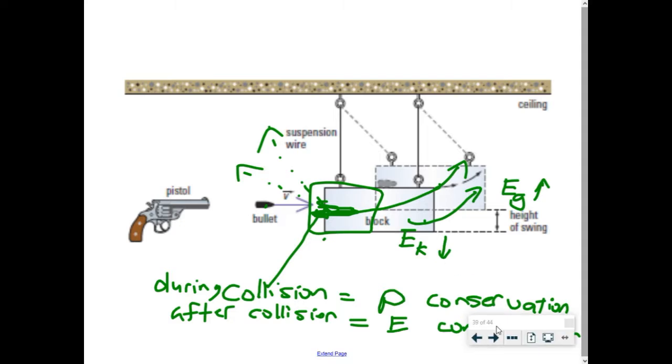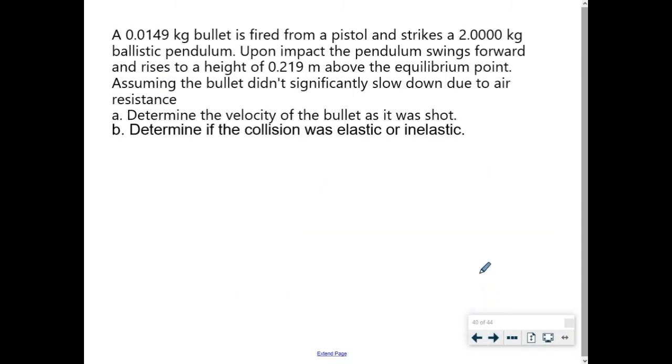So let's try an example. Probably the best way of doing it. I'm going to take a desk and sit over here, because this is going to require sitting down for some calculations. Say that you've got a small bullet, what is that, 14.9 grams? It's fired from a pistol and it strikes a 2-kilogram ballistic pendulum. Upon impact, the pendulum swings forward and rises a certain height above the equilibrium point. So I've got two questions for us to try. Number 1, let's find the velocity of the bullet when it was shot. And 2, now that we know some new vocabulary, let's figure out whether it's elastic or inelastic.